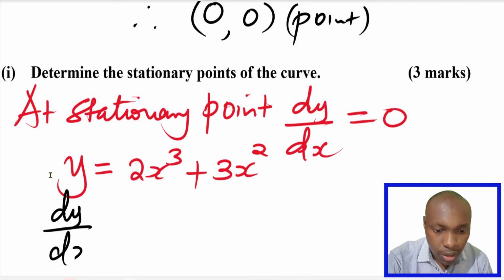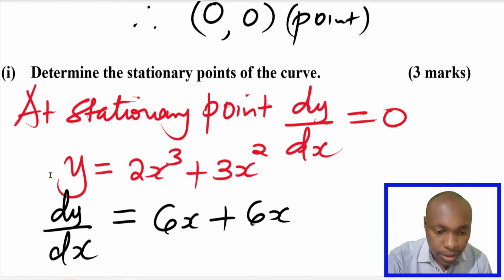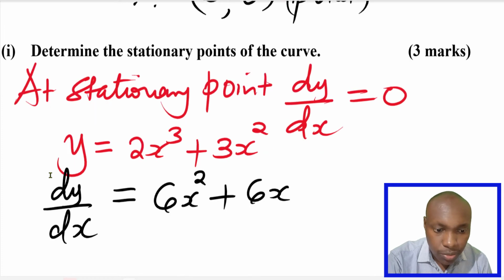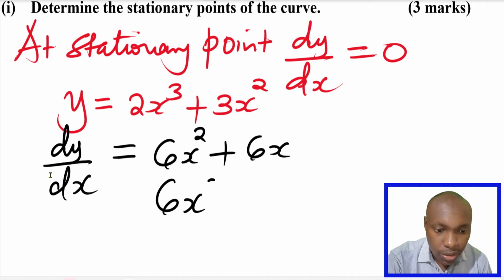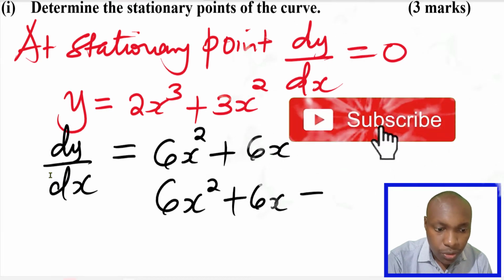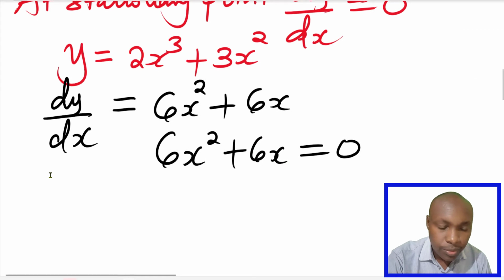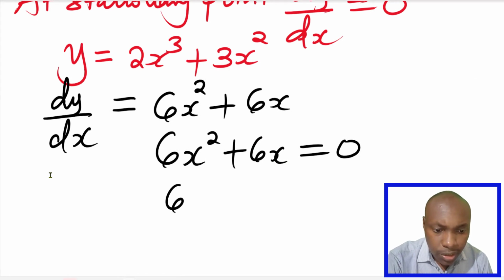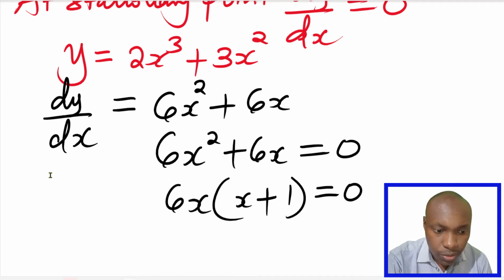The gradient dy over dx will give 6x squared plus 6x. That is the gradient function. So at a stationary point, this gradient should be equated to 0. So 6x squared plus 6x equals 0. We need to find the value of x, so factor out 6x, which is common: 6x into brackets x plus 1 equals 0.